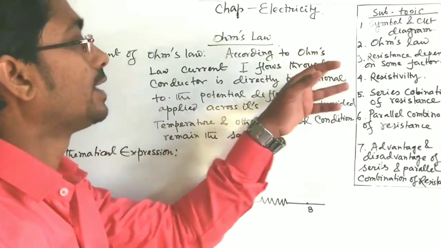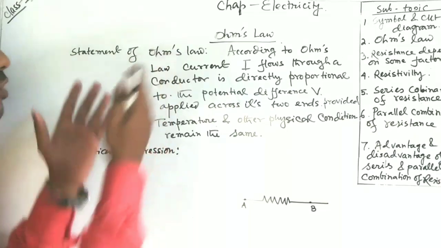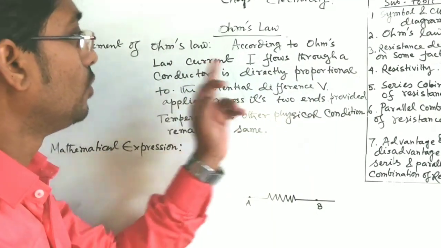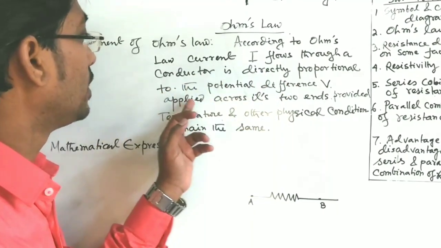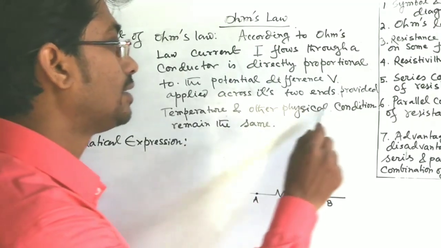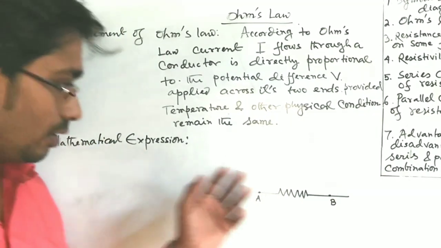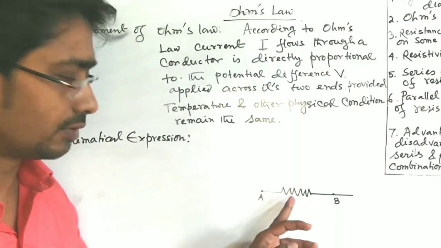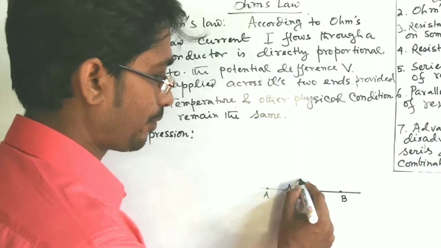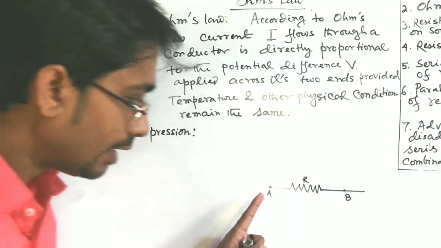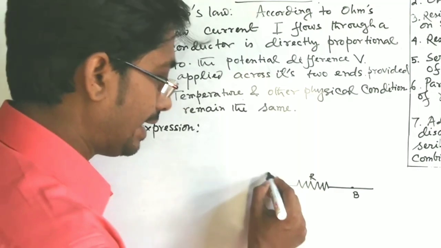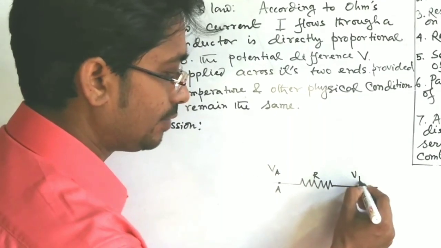Now the second topic, that is Ohm's law, and this is the statement of Ohm's law that is written: according to Ohm's law, current I flowing through a conductor is directly proportional to the potential difference V applied across its 2 ends, provided temperature and other physical conditions remain the same. That's why I have taken one wire. Suppose it has a resistance R, and the 2 ends of the wire are point A and point B. The potential at A is VA, and potential at B is VB.